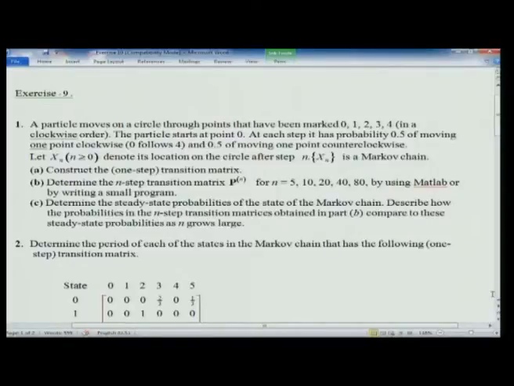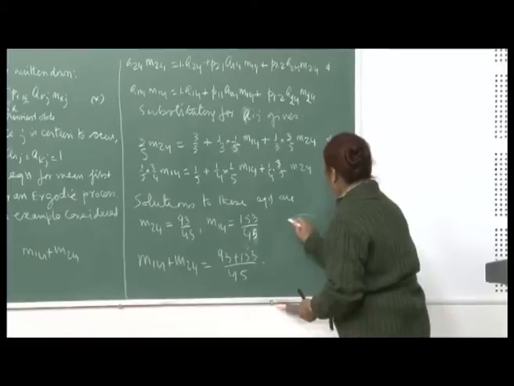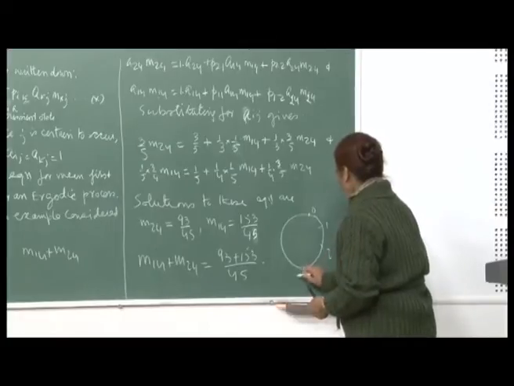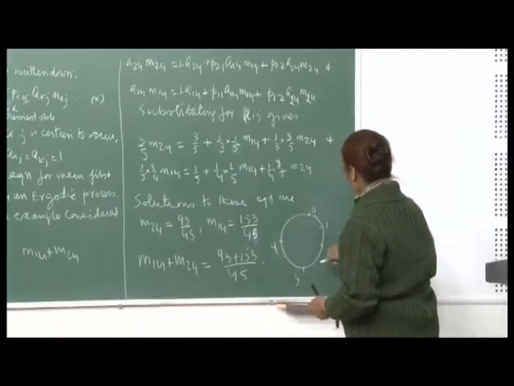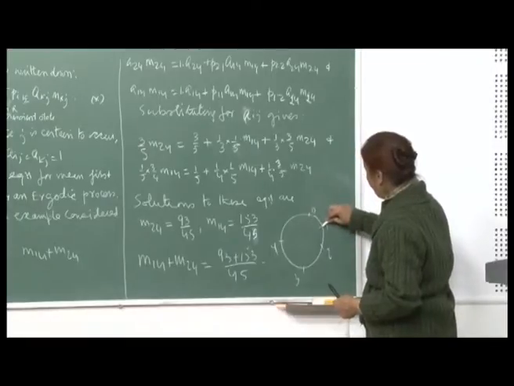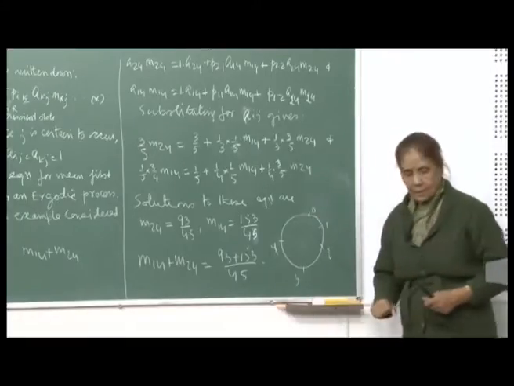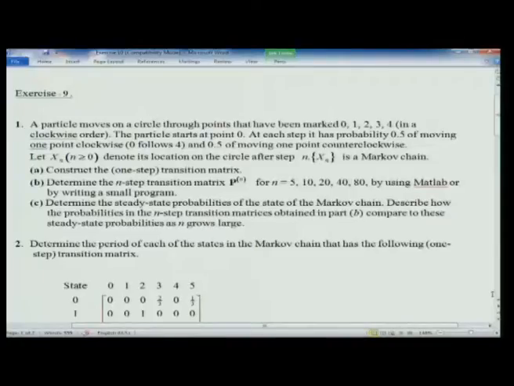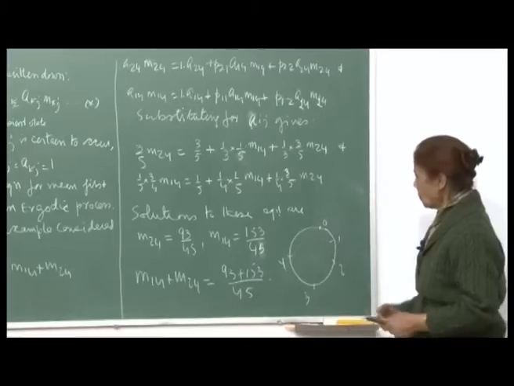Here is a circle, and you have 0, 1, 2, 3 and 4. The idea is that you can either move forward or you can move backwards. At each step, the particle has probability 0.5 of moving one point clockwise, which would mean this way, or 0.5 of moving one point counterclockwise, that means backwards or forwards, and both the probabilities are the same.